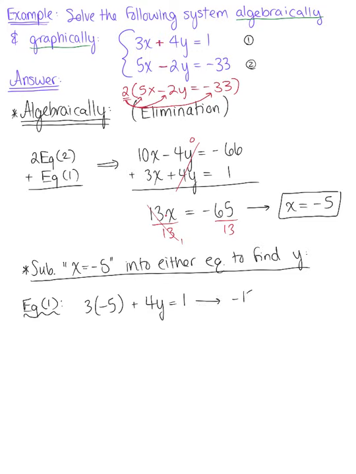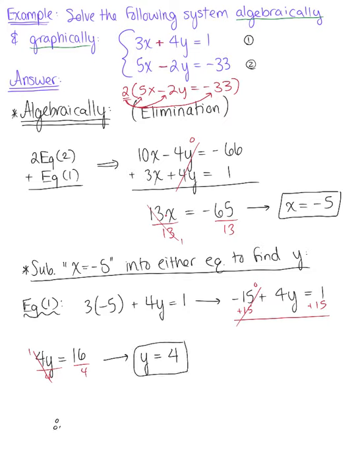So I have minus 15 plus 4y is equal to 1. And we can go ahead now and add 15 to both sides of the equation. So minus 15 plus 15 goes to 0. We have 4y is equal to 16. And now, last but not least, to isolate y, we're going to divide both sides of the equation by 4. So 4 divided by 4 goes to 1. We are left now with y is 4.